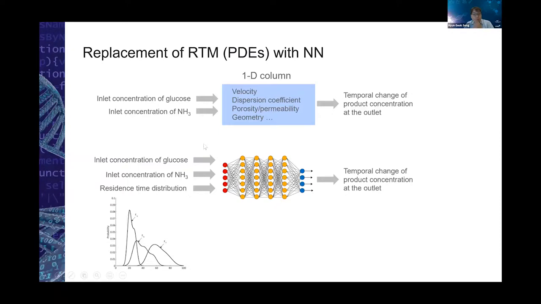So actually, I have taken three input parameters, features to train the neural network model in this case. There is inlet concentration of glucose, same as this, and inlet concentration of ammonium here. But instead of a bunch of parameters that affect flow conditions, I have taken the residence time distribution as a new feature for training the network. So velocity, dispersion coefficient, porosity, permeability, they will all affect the residence time distribution. This is how long an inert particle will reside or stay inside one column. That's the definition of residence time distribution.